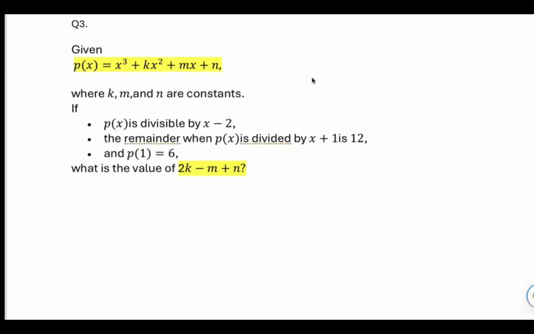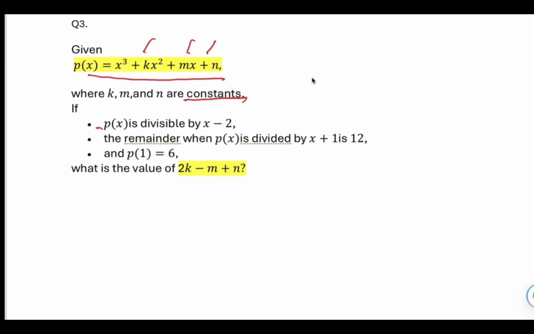Question 3 is a polynomial function. This takes a lot of information that you should be comfortable with. It tests about factors, remainders, and how to apply calculations regarding complex polynomials. So you've been given this polynomial function. You have 3 unknowns, M, K, and N. They said they are all constants.